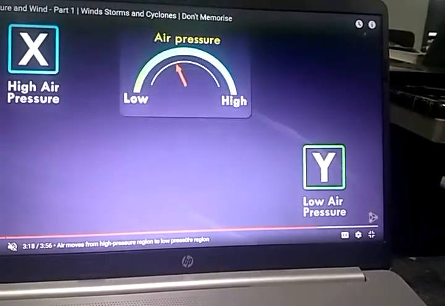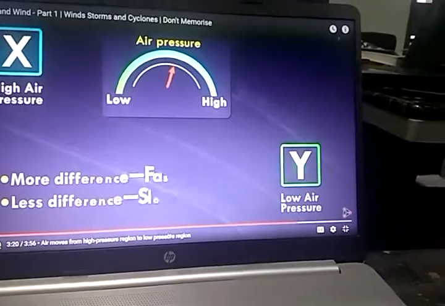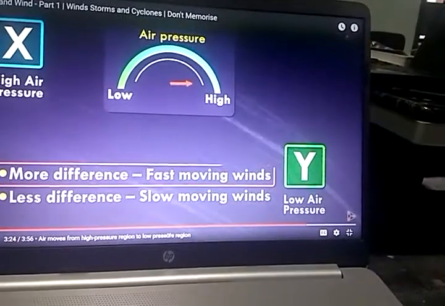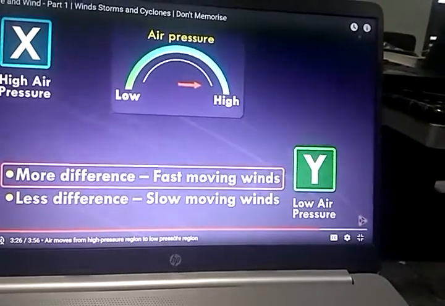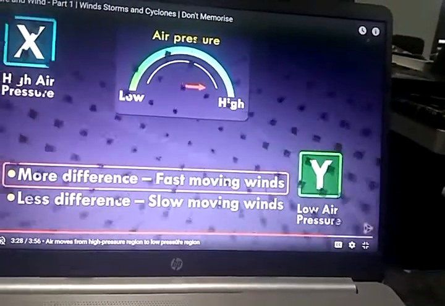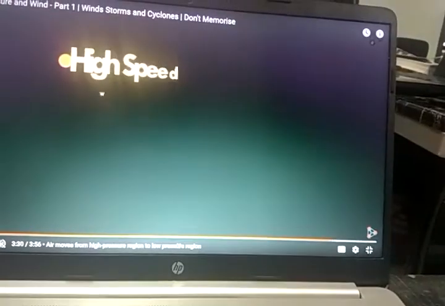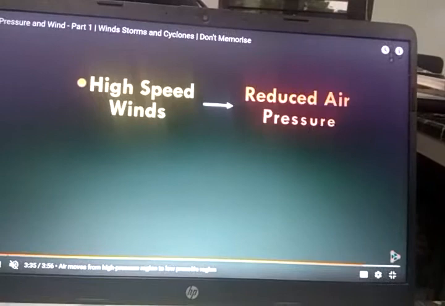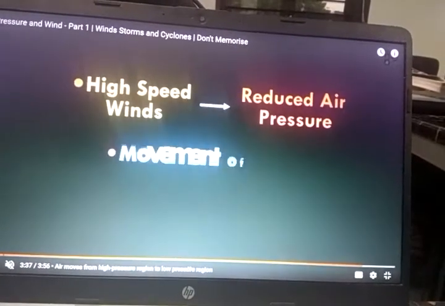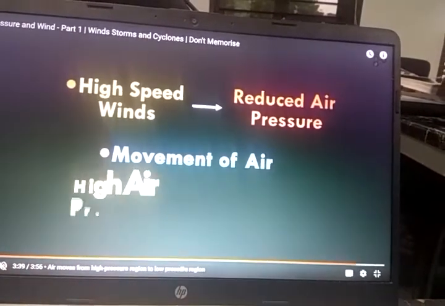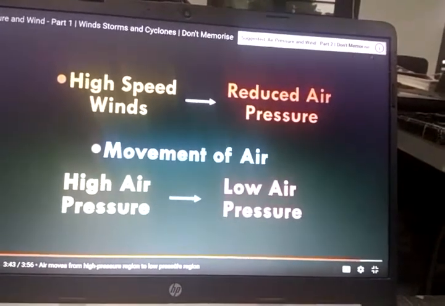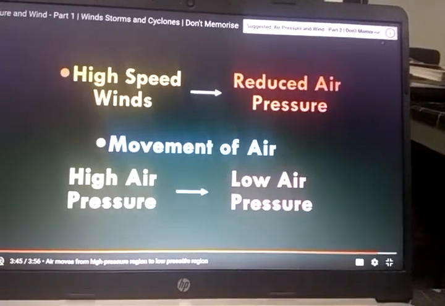You can see this. If more difference is there, then fast moving wind is there. If less difference is there, you can find slow moving winds. So our concept is high speed wind means reduced air pressure. Movement of air is always from higher pressure to lower pressure.